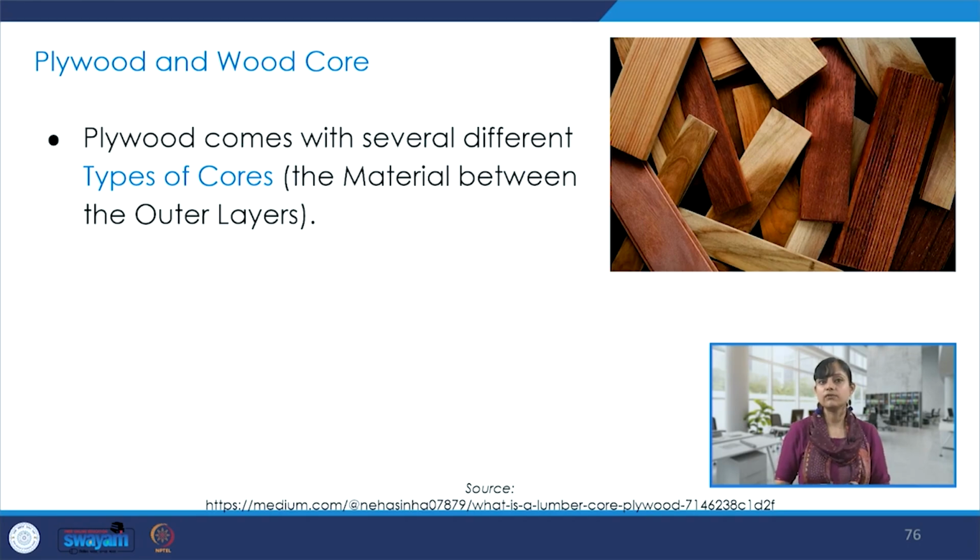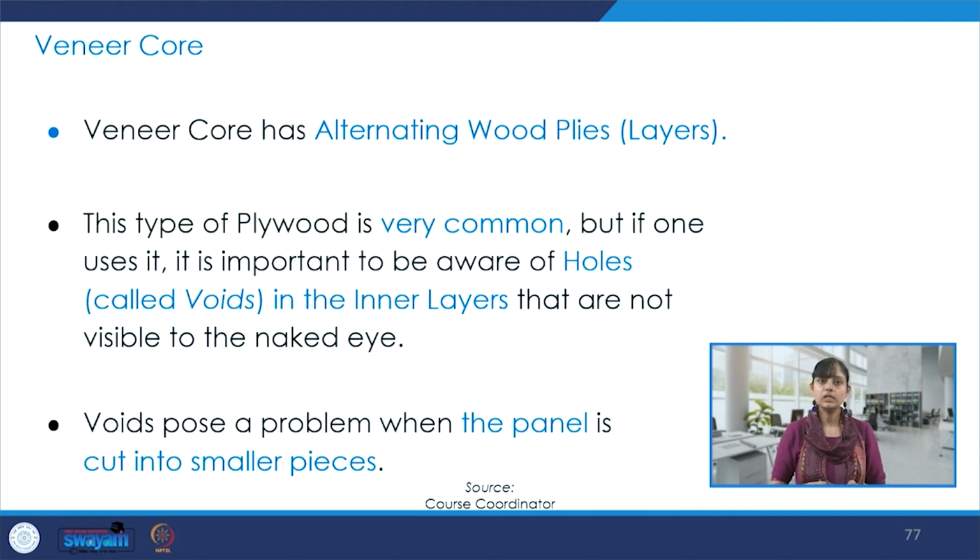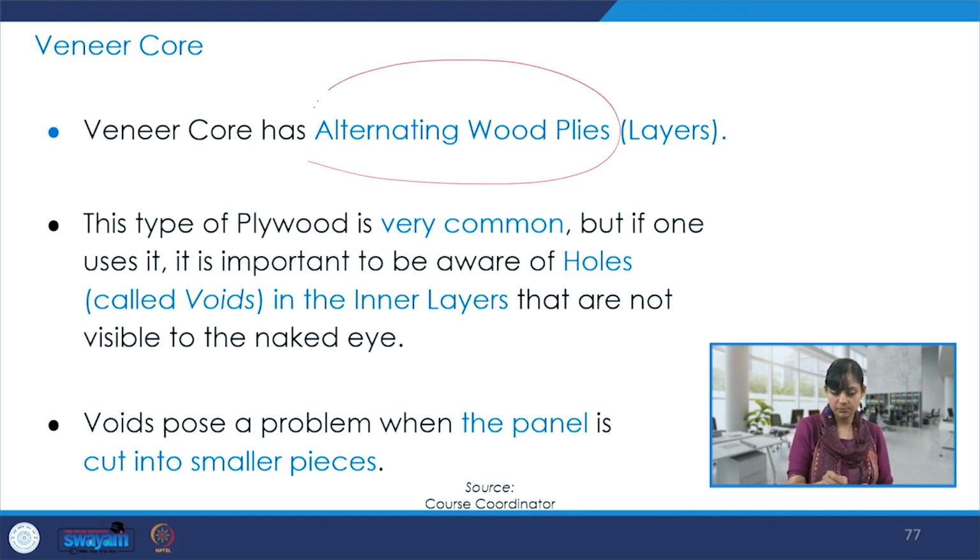Plywood comes with several different types of cores. So there are outer layers and there are sandwich layers, and that's how you prepare a core, and it could be used for different purposes. So when we talk about veneer core, it has alternating wood plies, which means layers. This type of plywood is very common, and it is used quite a lot.